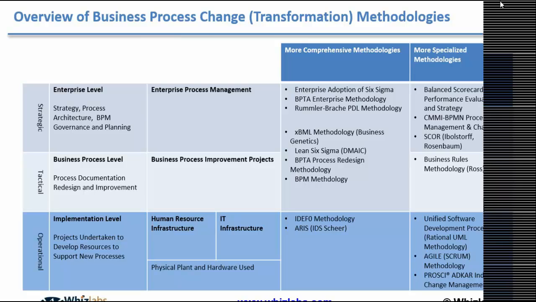Then there's the IT infrastructure. Okay? It's not only about changing manual processes, but when you look at the maturity of a process, eventually to get to a process that is continuously improved, you may have to use some automation, and that's where BPM comes into play. And then also physical plant and hardware, those kinds of tools to make it happen. The more comprehensive methodologies in that area are the IDEF methodology and ARIS. And then more specialized, we have the UML, Rational Unified Process. And now there's a big push toward the Agile methodology. And as I mentioned earlier, it's the focus on the individual. So that's where the process comes in.